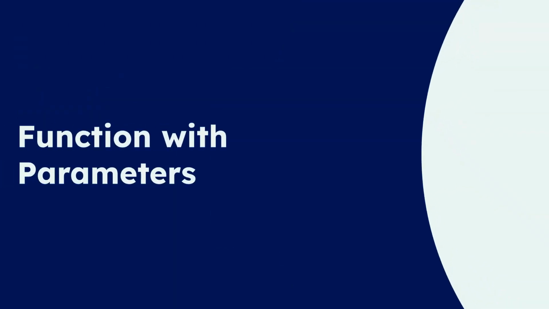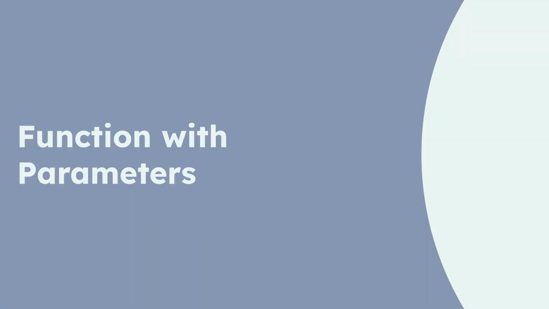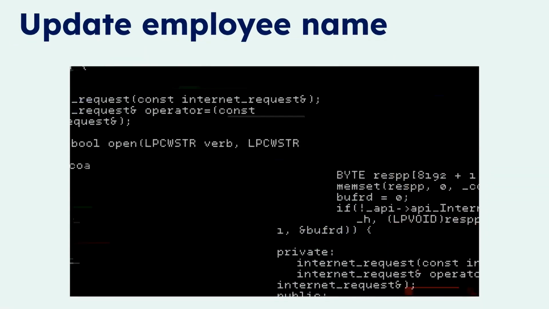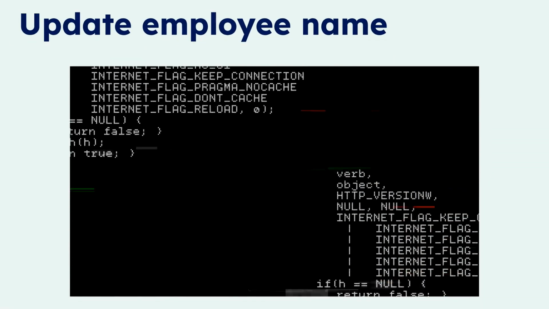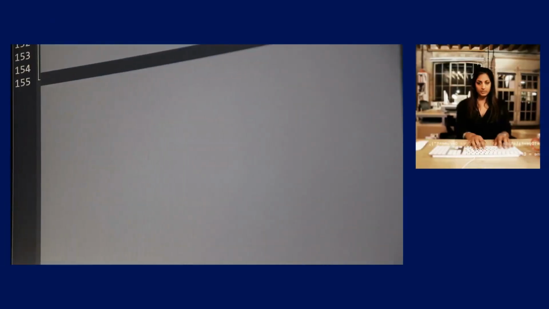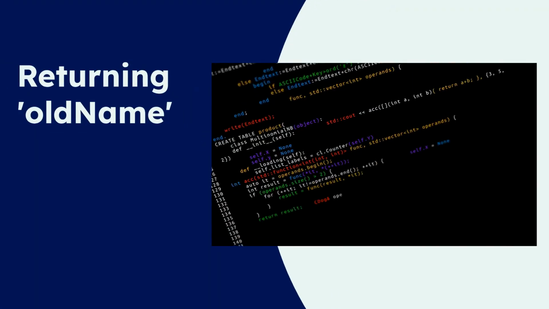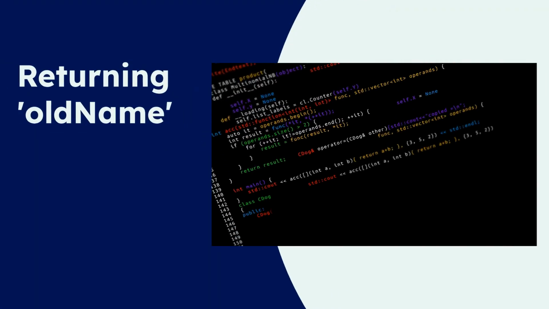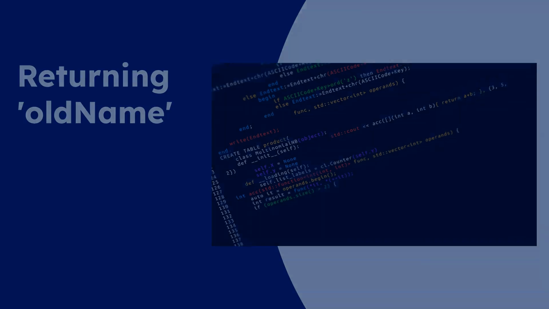Next, we'll create a function that accepts input parameters to perform more dynamic operations. This new function receives an employee ID and a new name, allowing us to update specific records. The function first retrieves and stores the employee's current name in a variable called oldName, and then updates the employee record with the new name provided. Finally, the function returns the previous name, so we can verify which value was successfully replaced during the update.